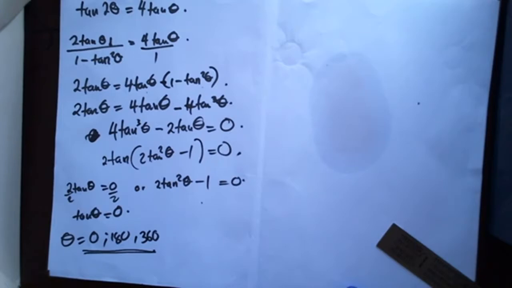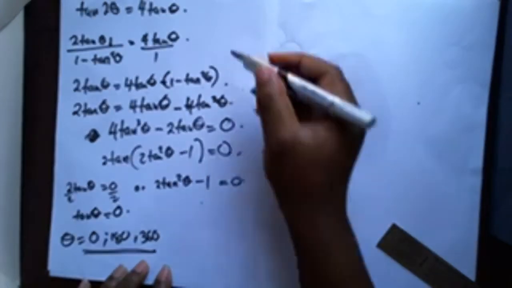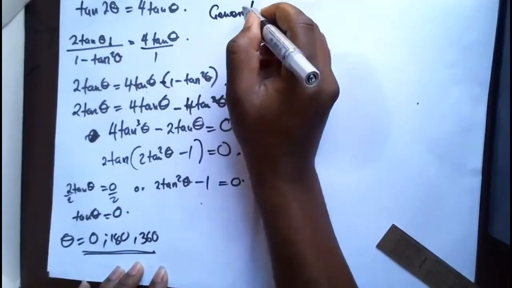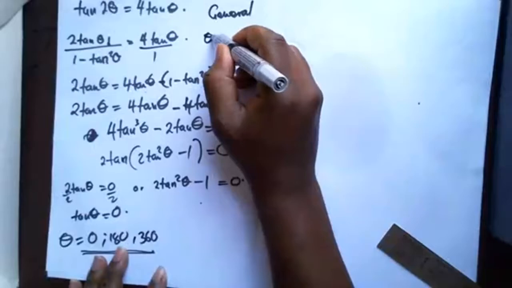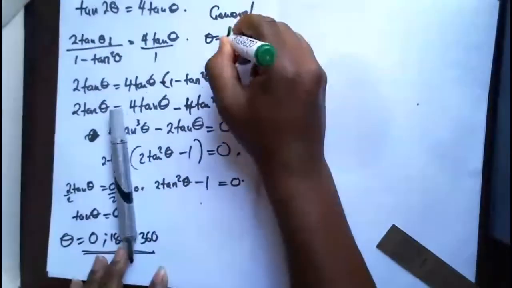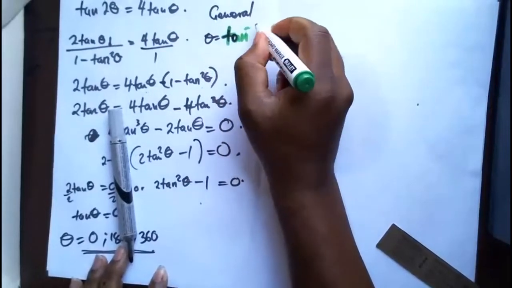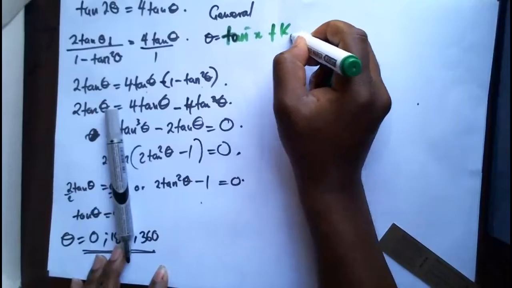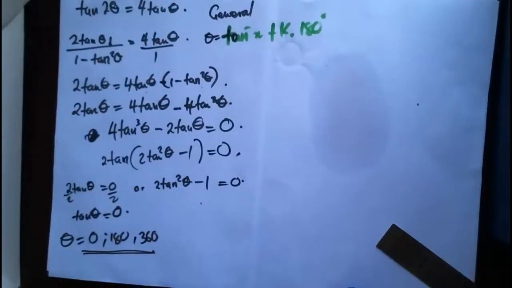The general solution of tan. I'm going to write it here. The general solution is just theta is equal to shift tan x plus k times 180 degrees. So it means whatever principal value that we get, we simply have to add 180 multiplied by an arbitrary constant. Right.